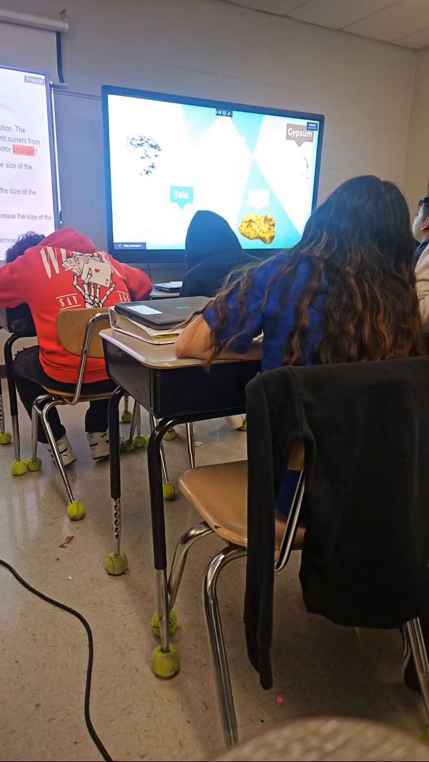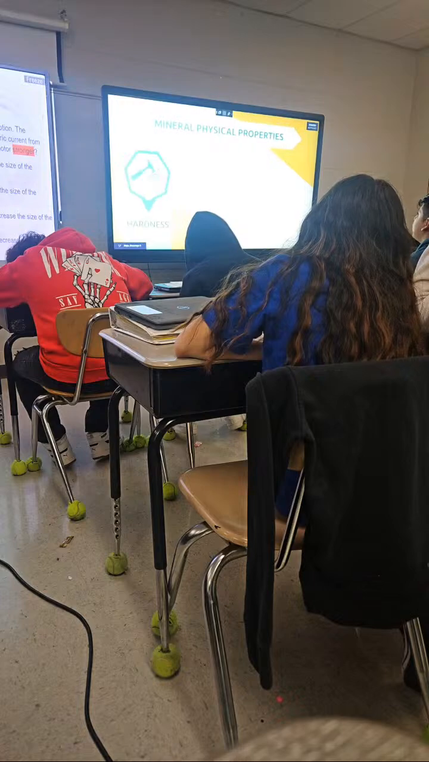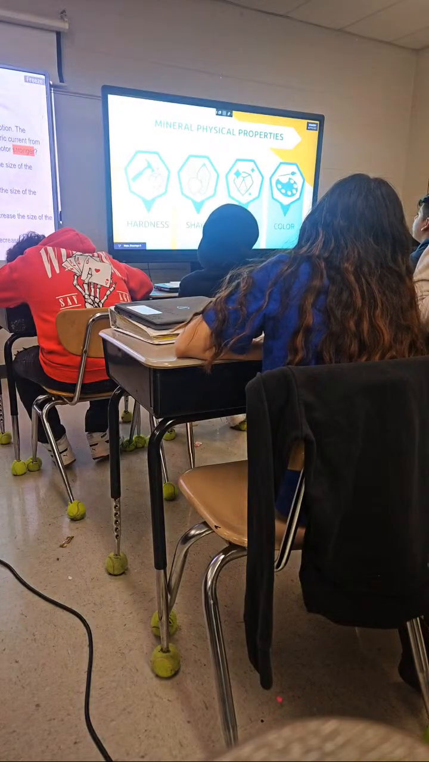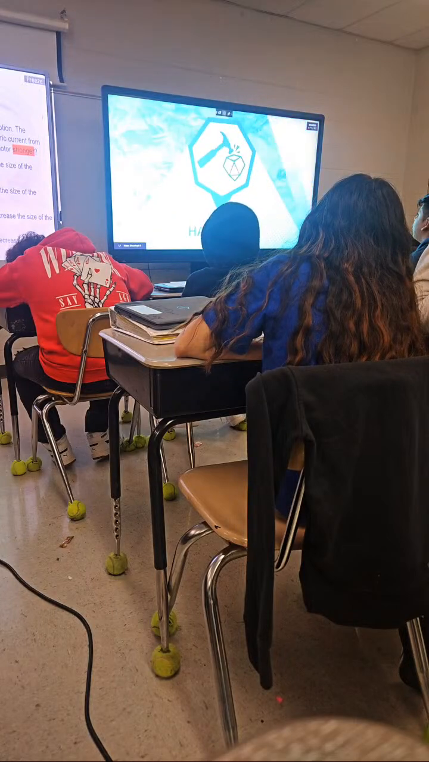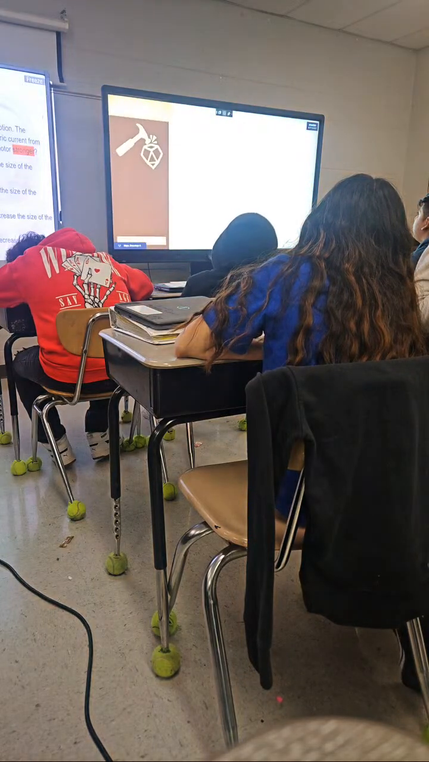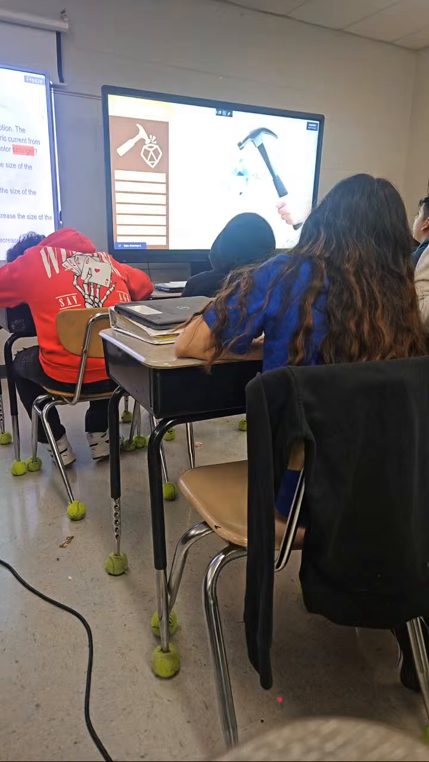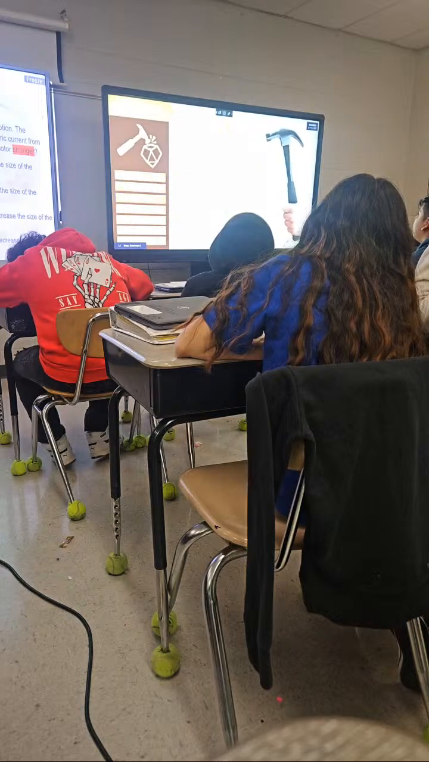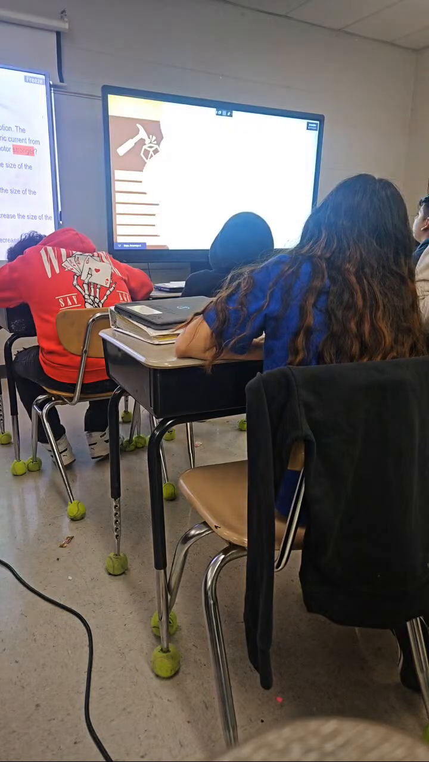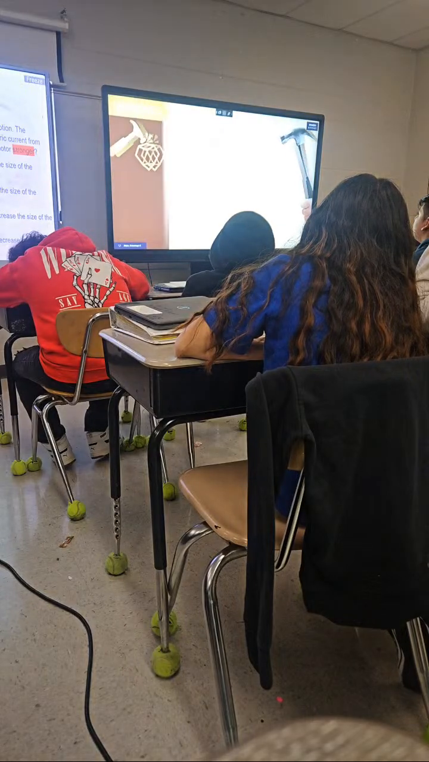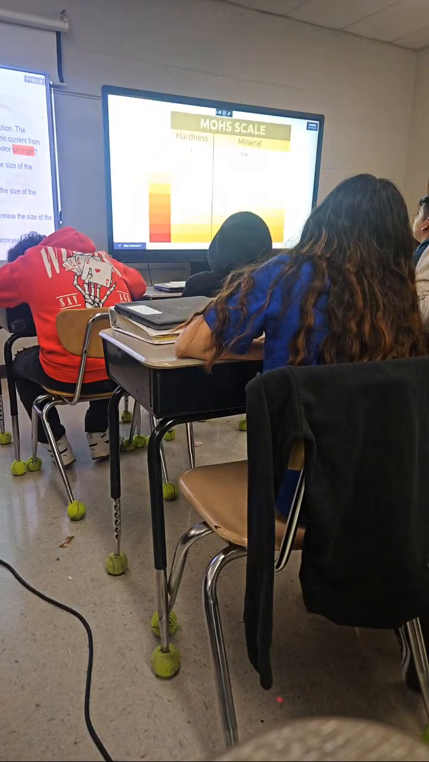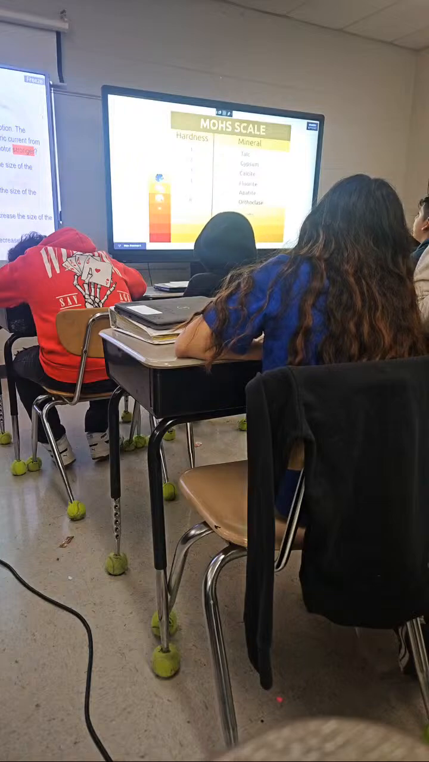Minerals have the following physical properties: hardness, shape, luster, and color. Hardness. Hard minerals are very difficult to scratch or break. Diamonds are very hard minerals. The Mohs scale describes 10 minerals based on their hardness, arranging them from softest to hardest.